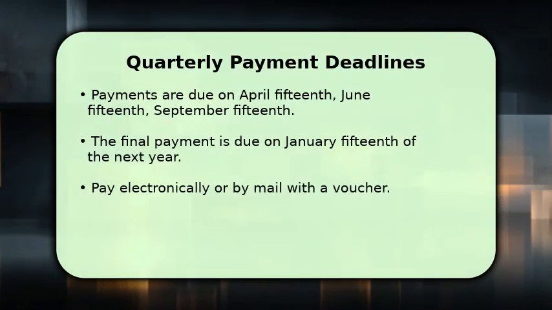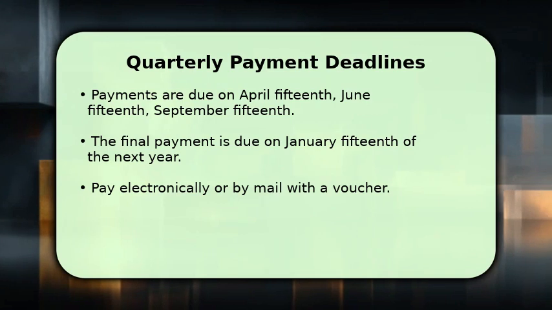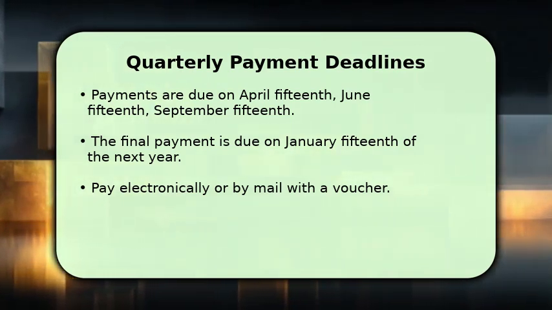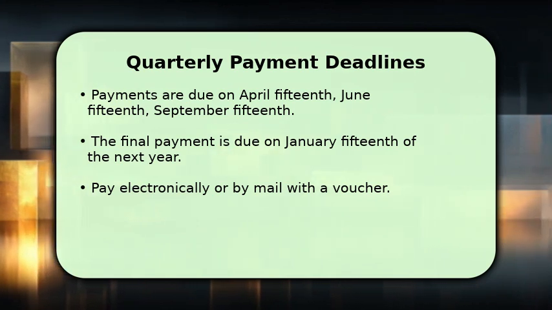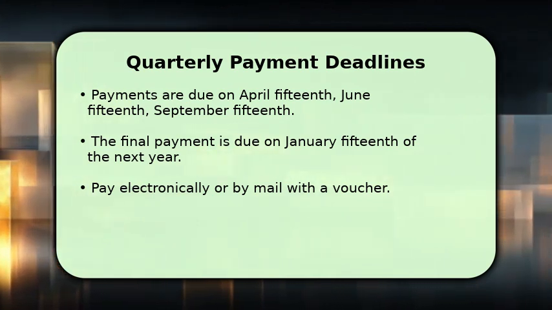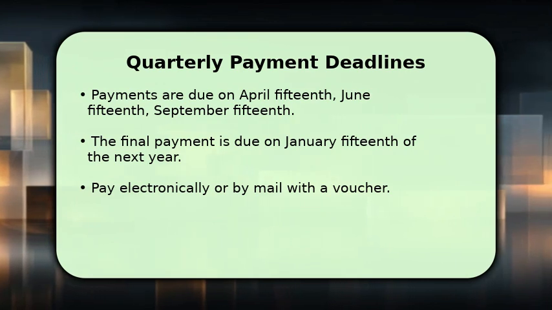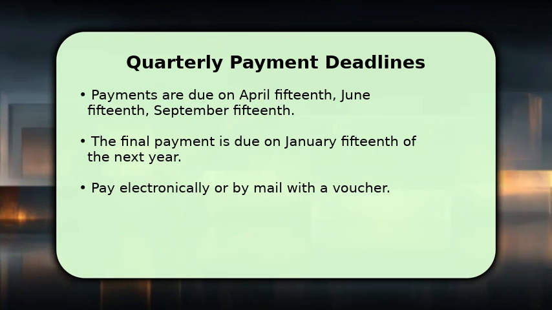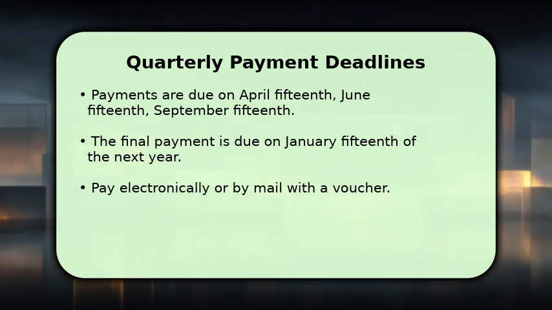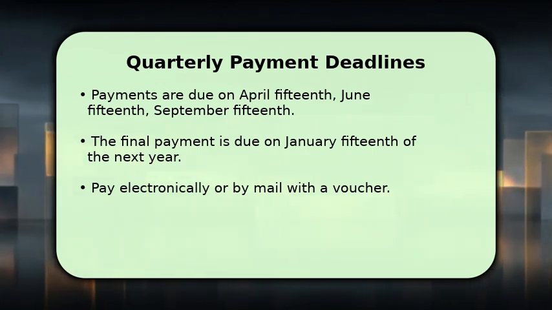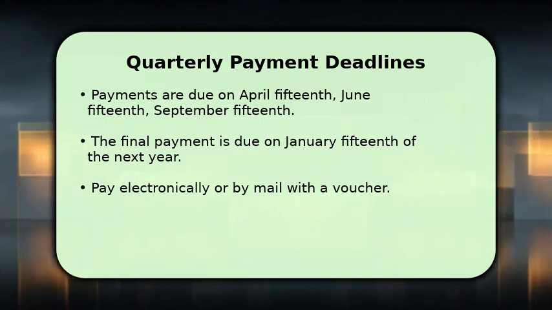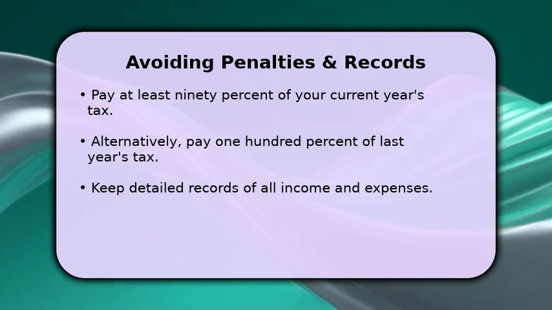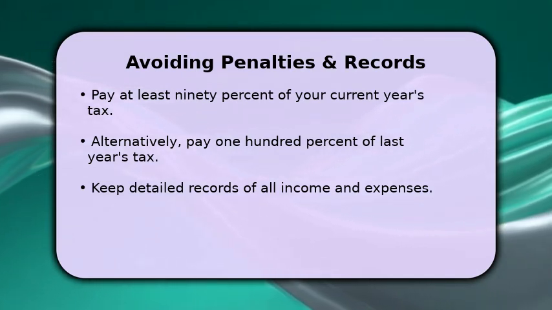Quarterly estimated tax payments have specific due dates throughout the year. Generally, payments are due on April 15th, June 15th, September 15th, and January 15th of the following year. If any of these dates fall on a weekend or holiday, the deadline shifts to the next business day. You can pay electronically through the IRS Direct Pay system or by mailing a check with a payment voucher from Form 1040-S. To avoid underpayment penalties, it's vital to pay enough estimated tax throughout the year.